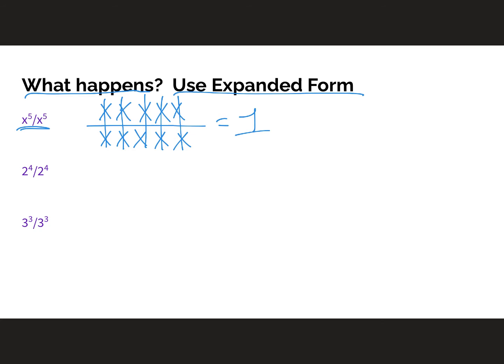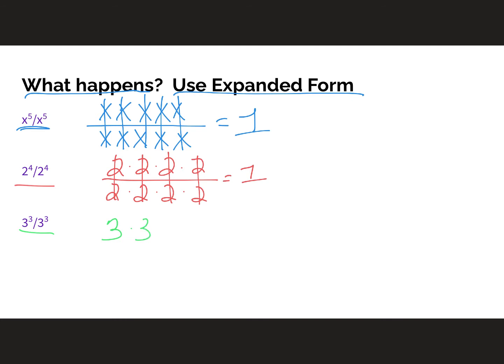Let's switch colors. Here I have 2 to the fourth divided by 2 to the fourth. So I have 2 times 2 times 2 times 2 divided by 2 times 2 times 2 times 2. Again, each 2 cancels, and we're left with 1, since any number divided by itself is 1. And here I have 3 to the third divided by 3 to the third. Again, this is 3 times 3 times 3 divided by 3 times 3 times 3. Each one cancels, and I'm left with 1.